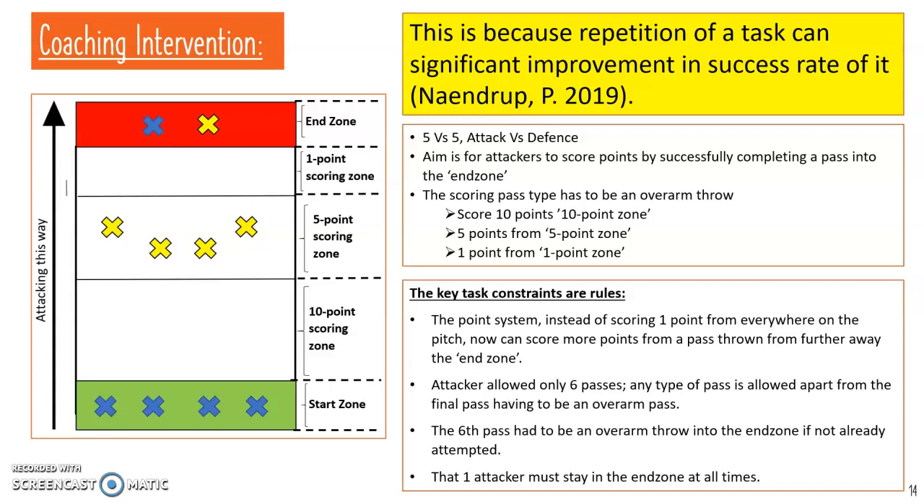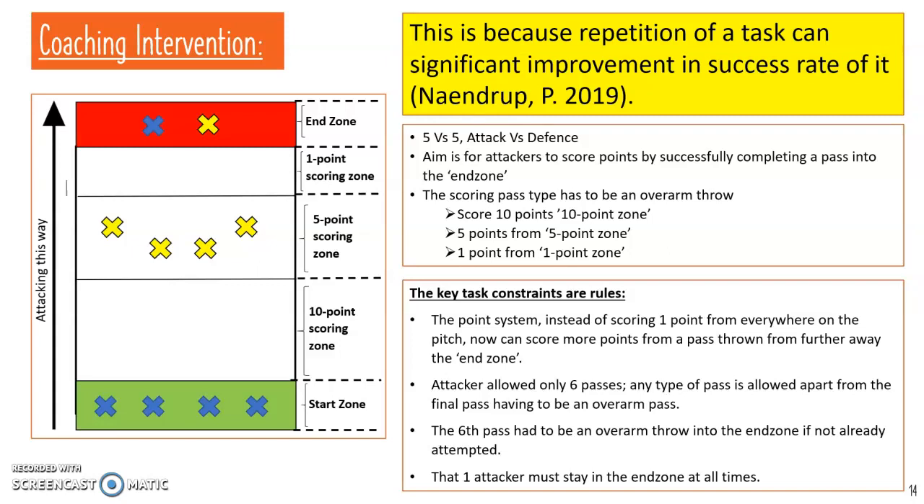Other rules of this are that attackers start with 4 players in the start zone and 1 player who always stays in the end zone. Once the attackers leave the start zone, they can't go back into it. This encourages them to play forward and look to score from a long pass. The player in the end zone is allowed to move around the end zone but must not leave it.